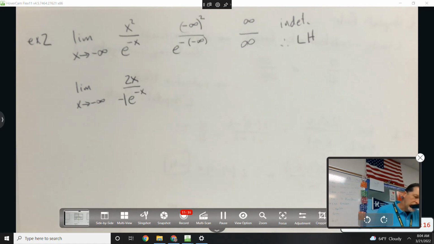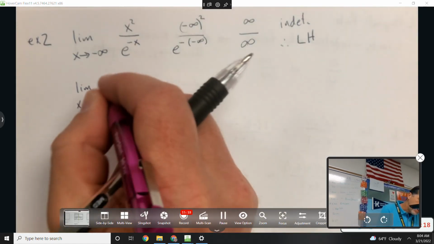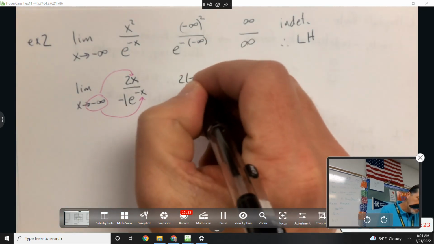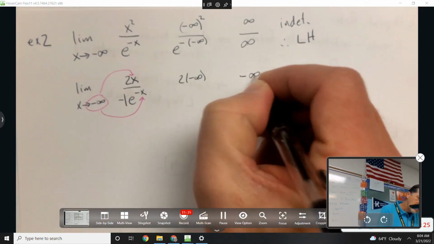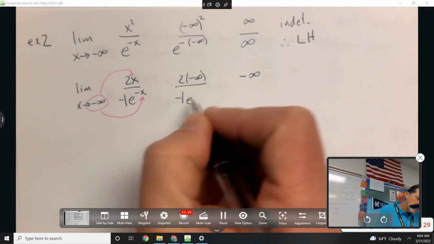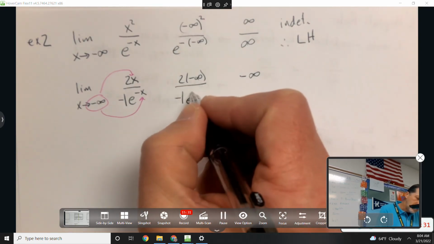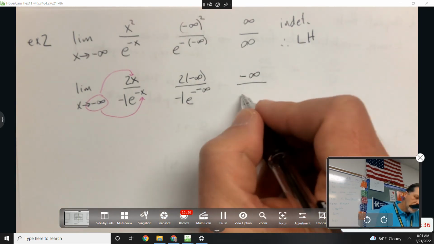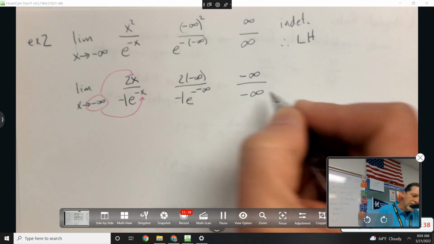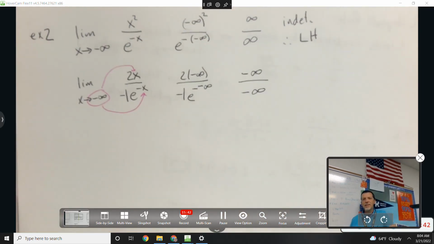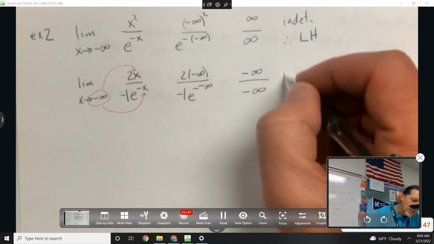All right, so let's plug in now and see what we get. So 2 times -infinity, that would be -infinity. -1 times e to the negative infinity, that would be -infinity. Dang it, that's not good either, right? We're still indeterminate.